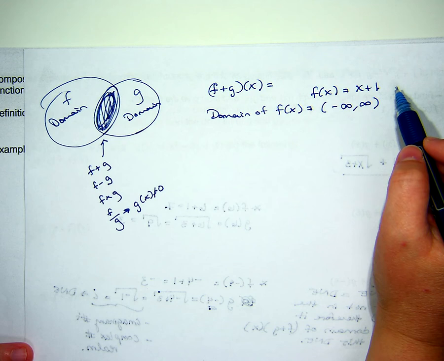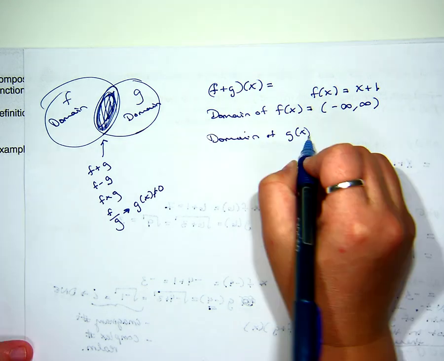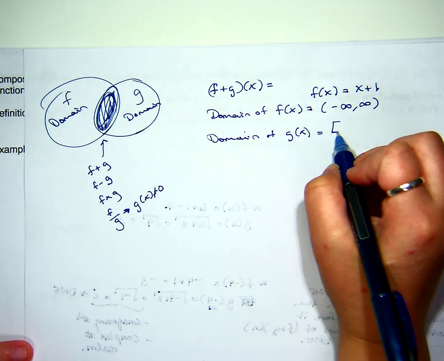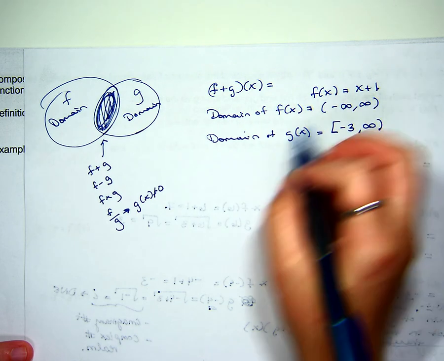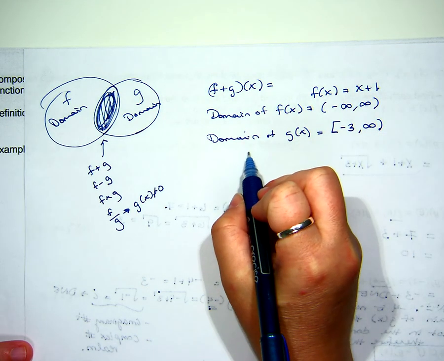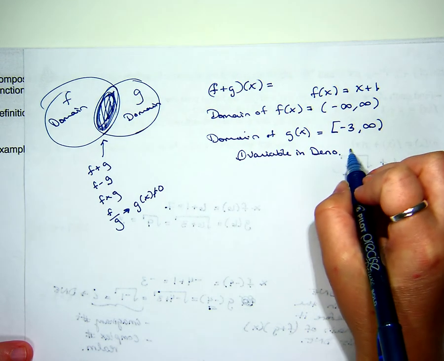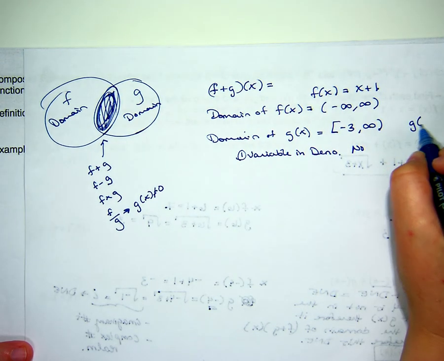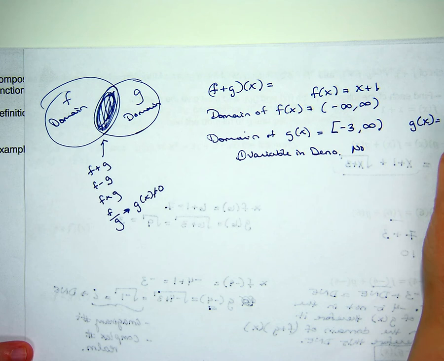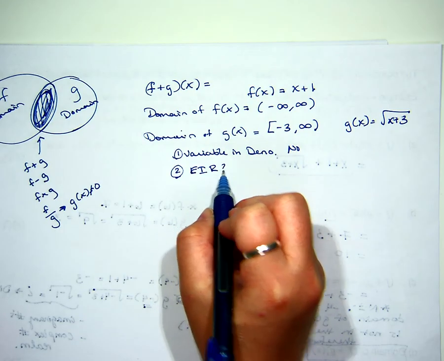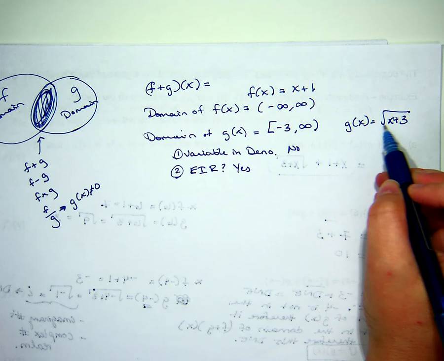The domain of g of x needs some work. The domain of g of x, we will see that it's negative 3 to infinity, and here's why. When you ask yourselves your two questions, do I have a variable in my denominator? No, for g of x. Remember, g of x was the root of x plus 3. Question 2, do I have any even indexed roots? Well, yes, you do. You have an even indexed root right here.